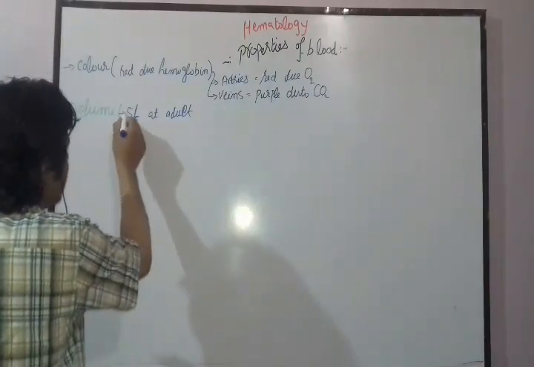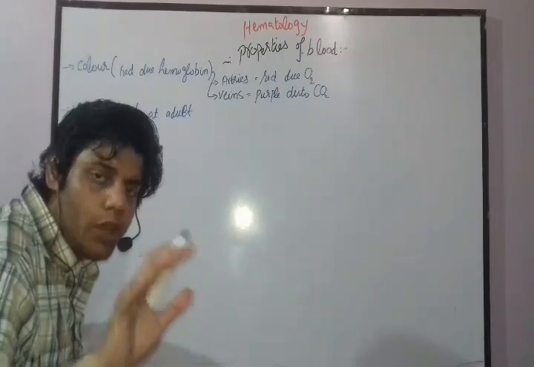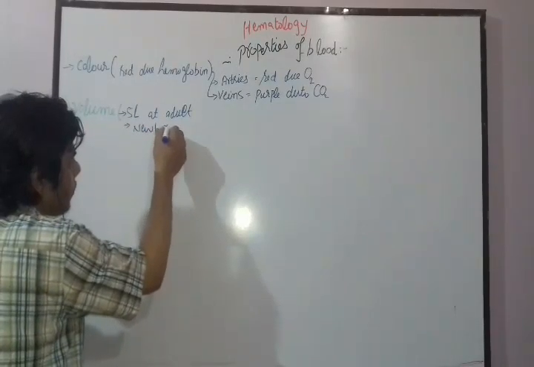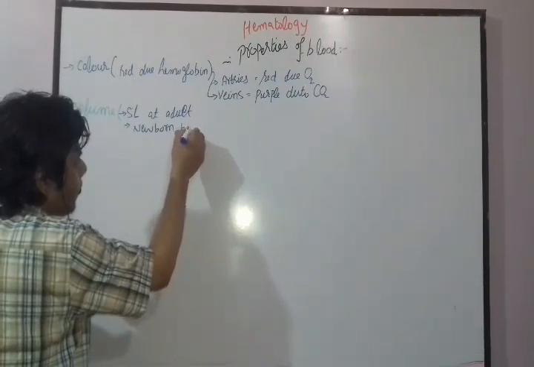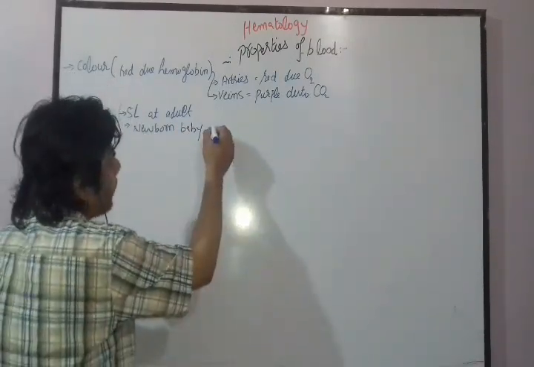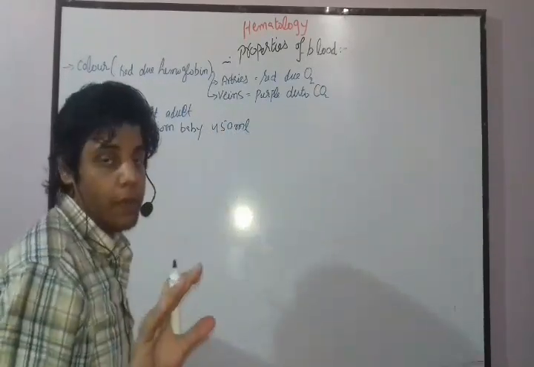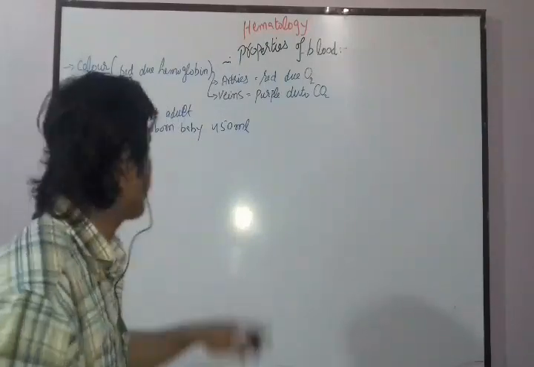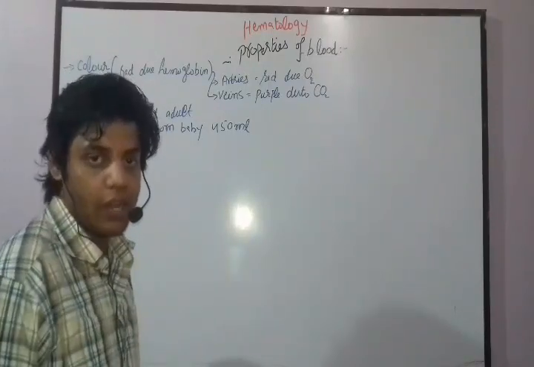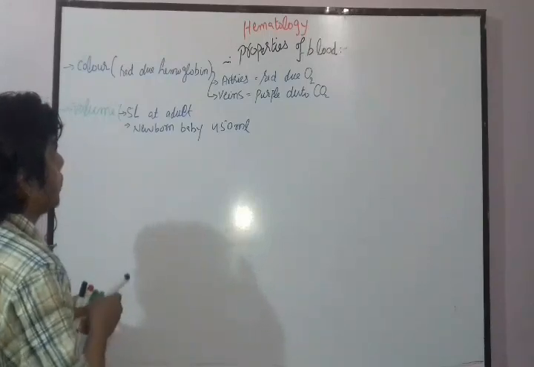But in a newborn baby, the volume of the blood is maybe 450 ml. So this is the volume of the blood in a newborn baby. But whenever the newborn baby grows and reaches adulthood, the volume of the blood will reach 5 liter.